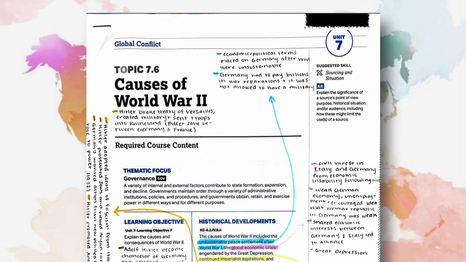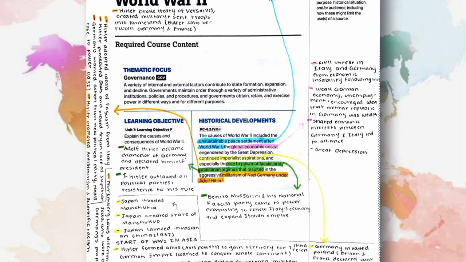So you see this student actually had their own color coding system, and you see the blue there about the unsustainable peace after World War I and the problems it led to. And she highlighted it in blue and arrowed it up to the top where she talks about war reparations. She does this throughout this page.